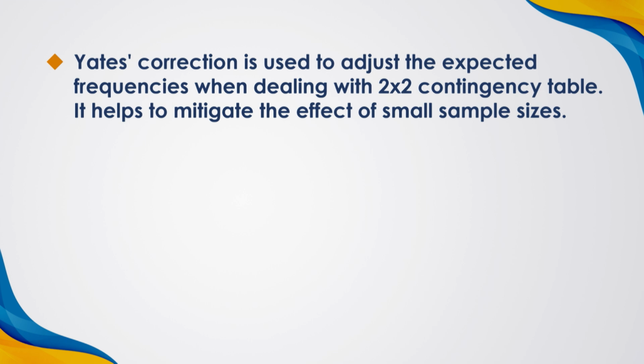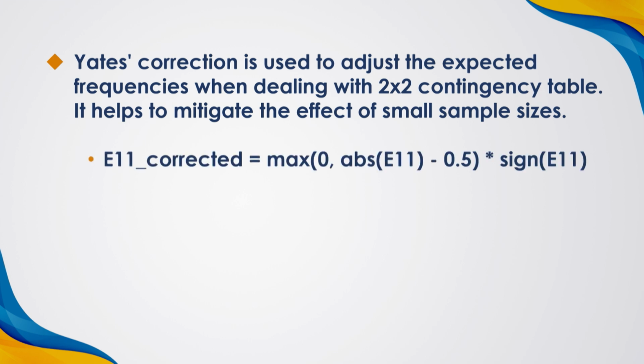Yates's correction is used to adjust the expected frequencies when dealing with only a 2x2 contingency table, which helps to mitigate the effect of small sample sizes. In Yates's correction, there is a small modification in calculating the expected frequency. E11 corrected will be calculated as the maximum of 0 and the absolute value of E11 minus 0.5, times the sign of E11, where you can compute your first expected frequency, that is your E11.